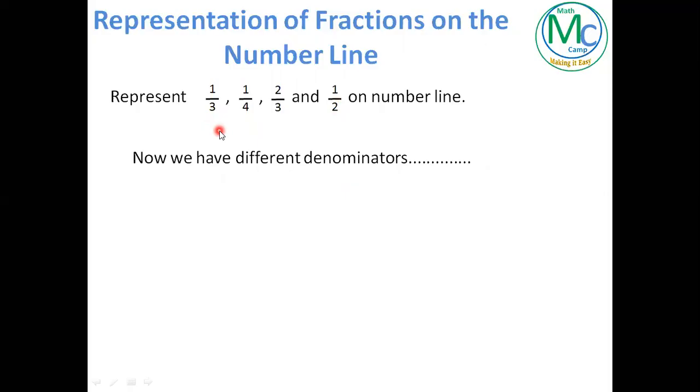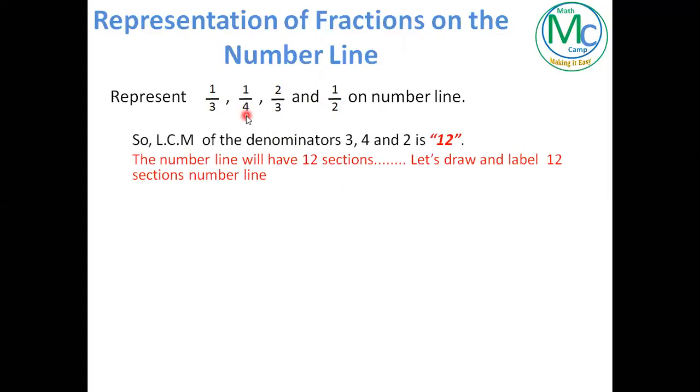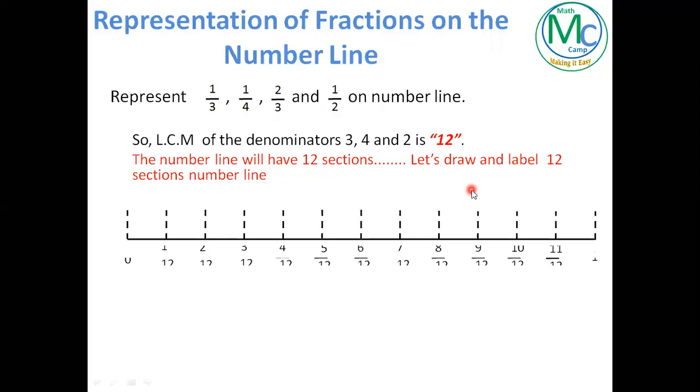Well, in this example, all fractions have different denominators. So to overcome this problem, we have to find out the least common multiple of these numbers. So the LCM of 3, 4 and 2 is 12. That means the number line over here will have 12 sections. Let's draw and label a 12 sections number line. Here we have a number line.